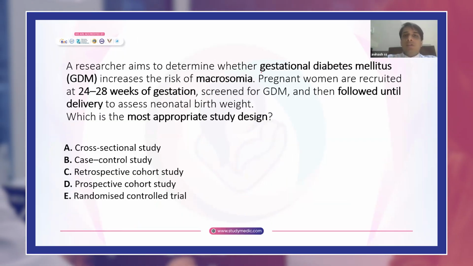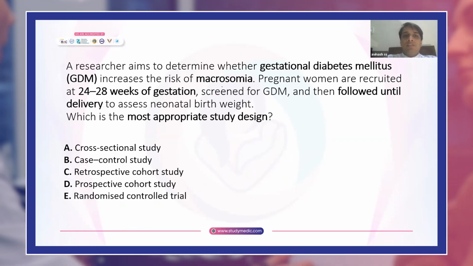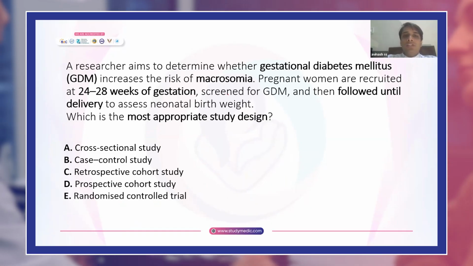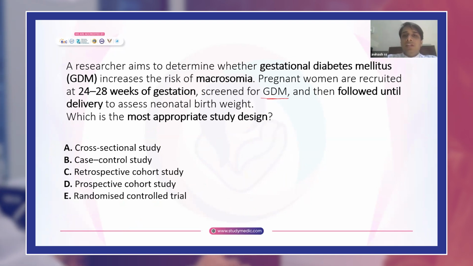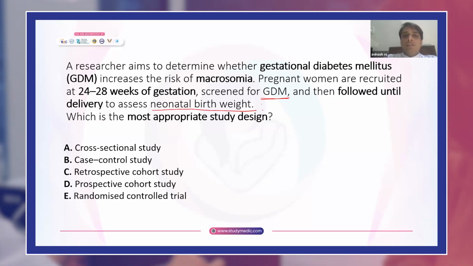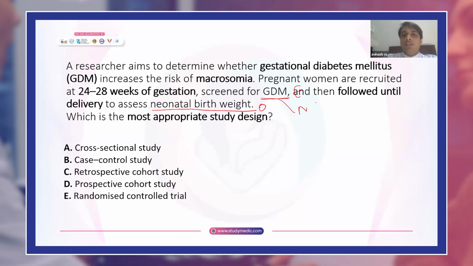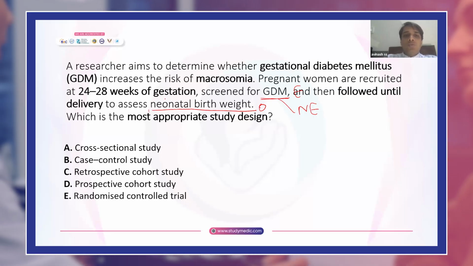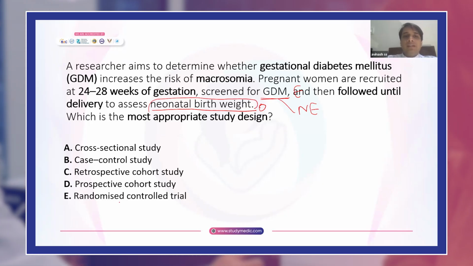A researcher aims to determine whether gestational diabetes mellitus increases the risk of macrosomia. Pregnant women are recruited at 24 to 48 weeks gestation, screened for GDM. Now, with GDM and without GDM is what they know, and then they are followed until delivery to assess neonatal birth weight. So this is the outcome, and these are the exposed group, GDM. Without GDM are the unexposed group. Both are followed to see whether gestational diabetes mellitus increases the risk of macrosomia. Macrosomia is identified by the neonatal birth weight.